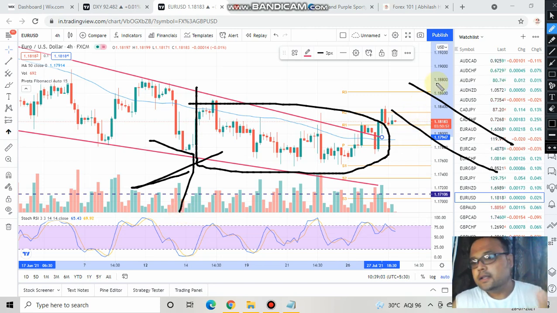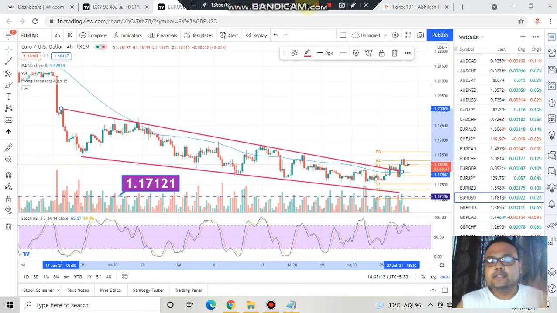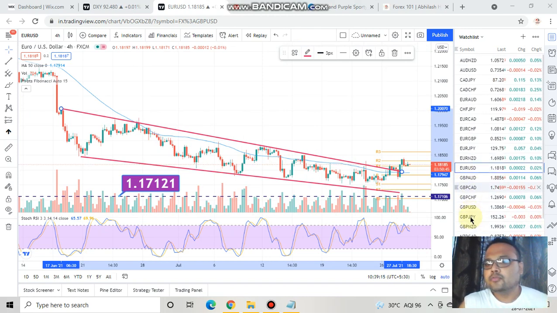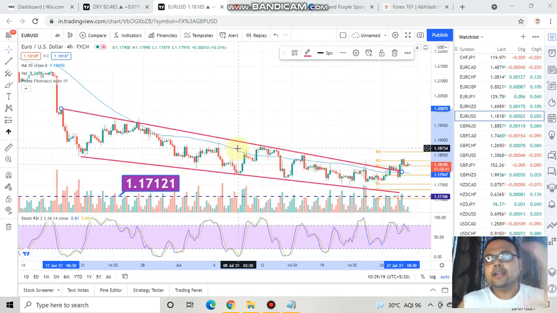If you compare the chart of pound US dollar, GBP USD, with Euro USD, you can see that the structure of both charts is very similar. The only difference is that GBP USD has got room for movement, whereas Euro USD does not have room. It is trading in a narrow range here.